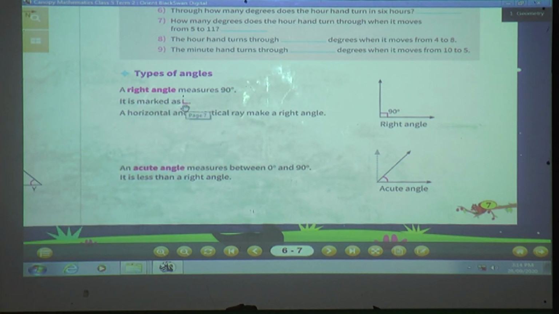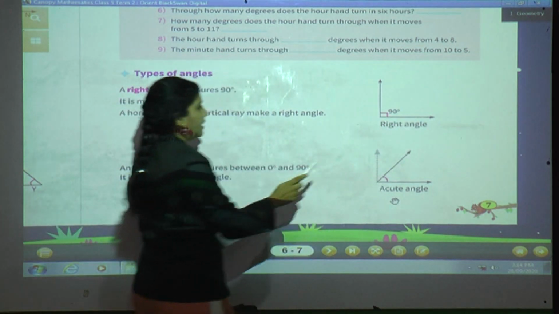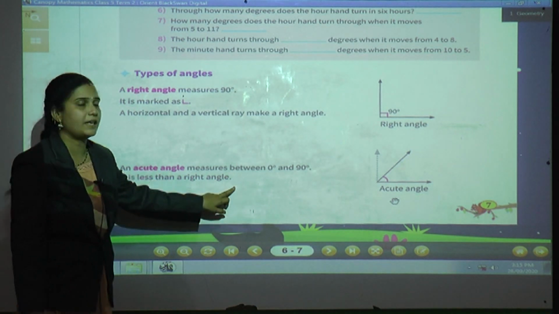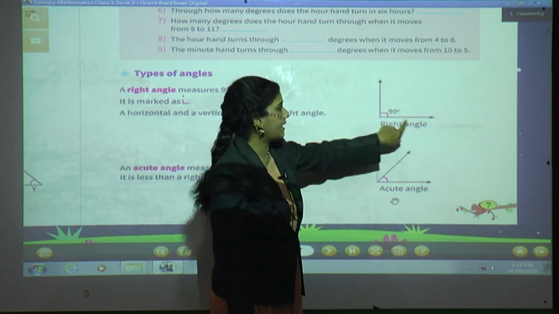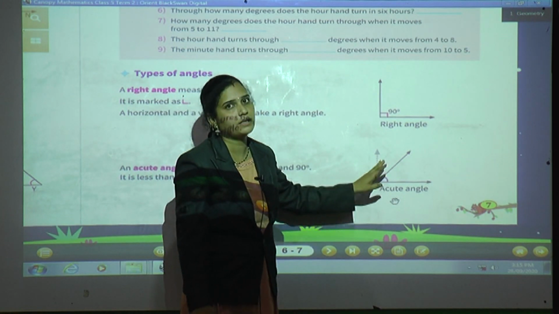Now, a horizontal and vertical ray make a right angle. See, these two rays are making a right angle. It is a 90 degree angle. Now an acute angle measures between 0 degree and 90 degree. It is less than a right angle. See, here is a right angle, but the acute angle is between 0 degree and 90 degree. It is less than 90 degree.